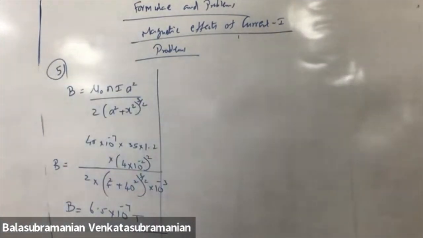Sixth one: a solenoid coil of 300 turns is carrying a current of 5 ampere. The length of the solenoid is 0.5 meter and it has a radius of 1 centimeter. Find the magnitude of the magnetic field inside the solenoid.